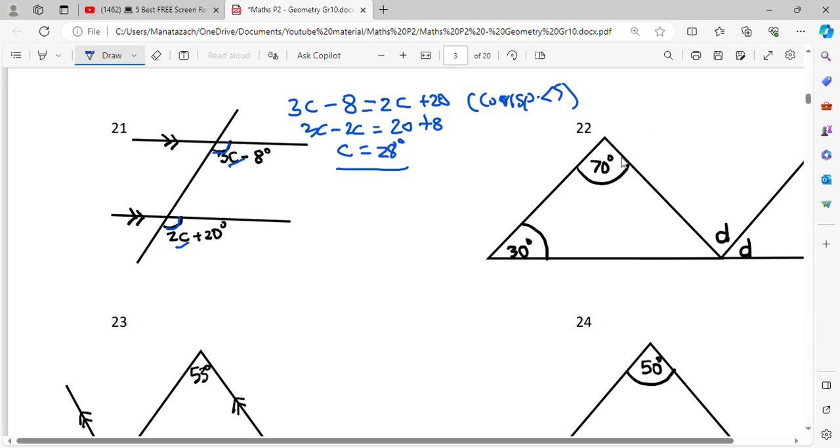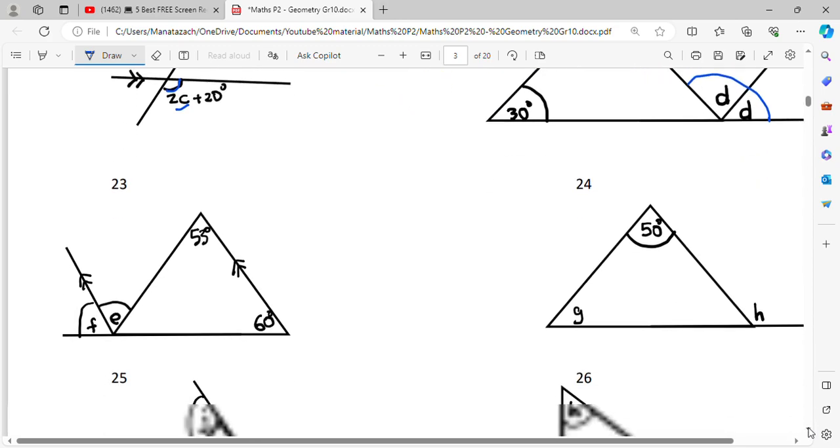Okay, so now let's start. You realize that this is the exterior angle. So basically we'll have 2D is equal to 70 plus 30. The reason you'll say is the external angle of the triangle is equal to the sum of the two interior angles. So you'll have 2D is equal to 100. Sorry about that, so that should be 100. So divide by 2 both sides to find that D is 50.